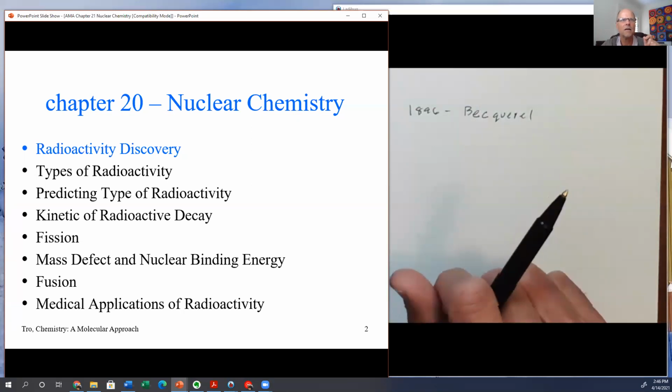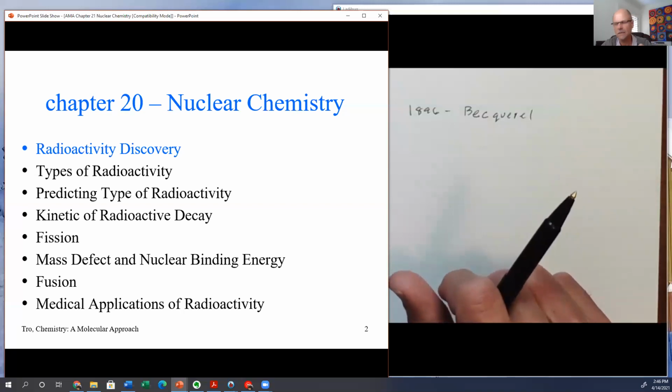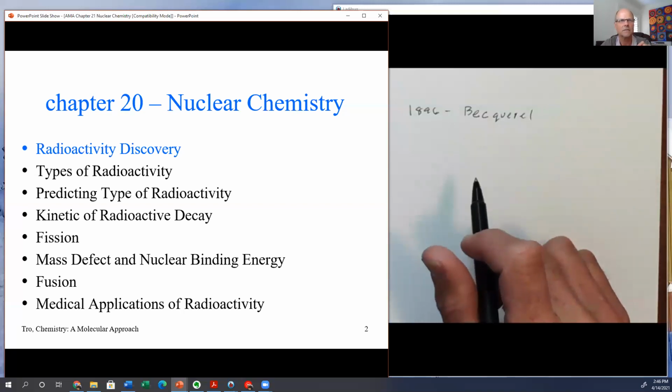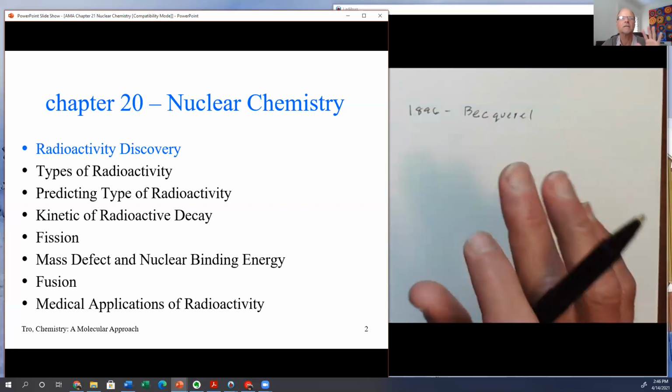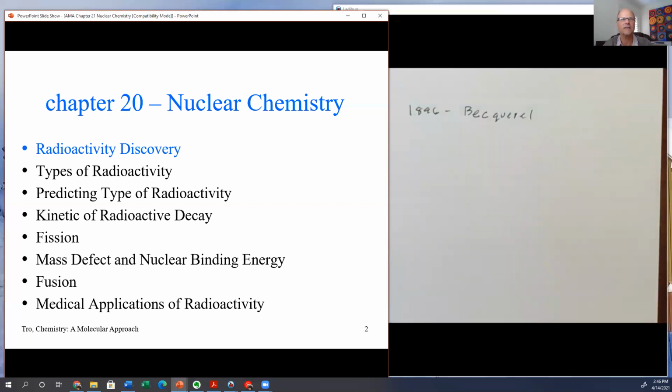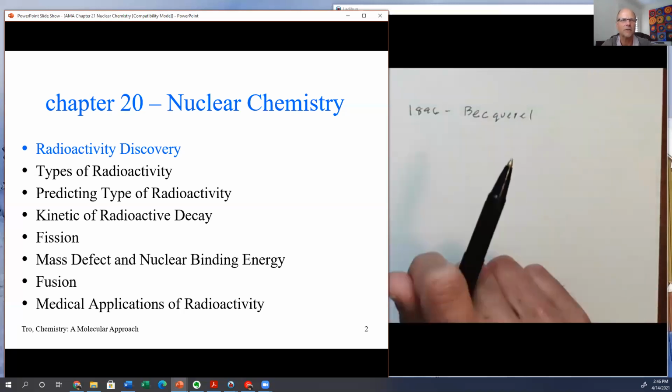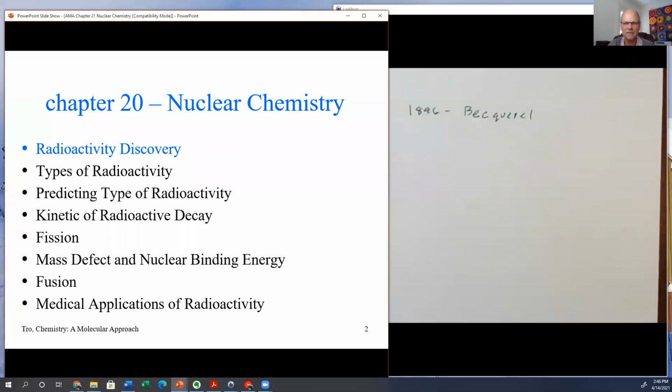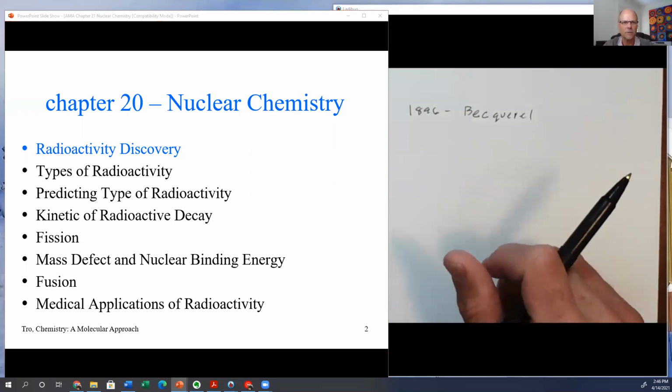So Becquerel thought there was a connection between phosphorescence and the emission of X-rays. All right. So he wasn't trying to discover radioactivity. He didn't even know radioactivity existed, right? He was trying to make this connection between phosphorescence and X-rays. So you can see how sometimes in science you discover things by accident. This was one of those accidents.